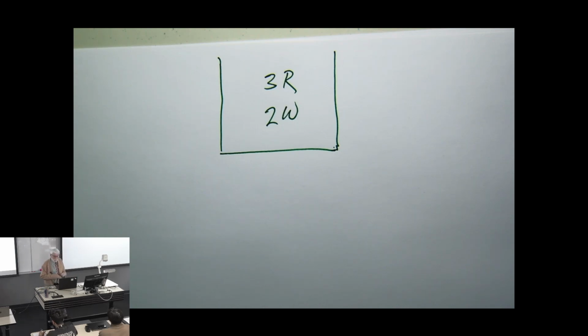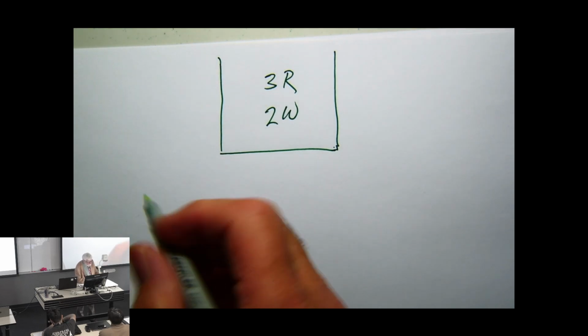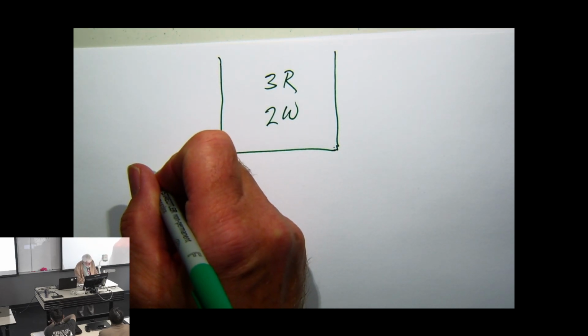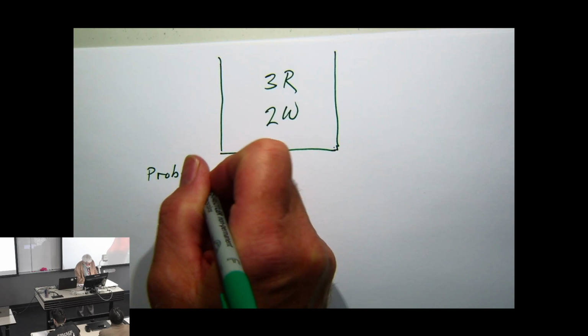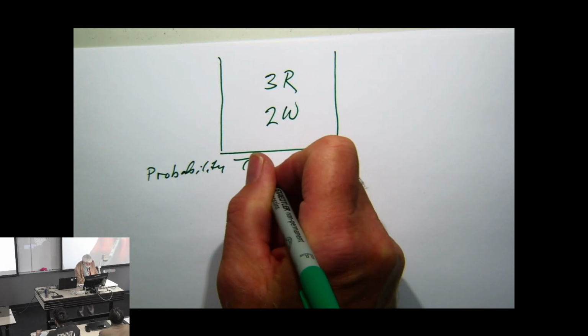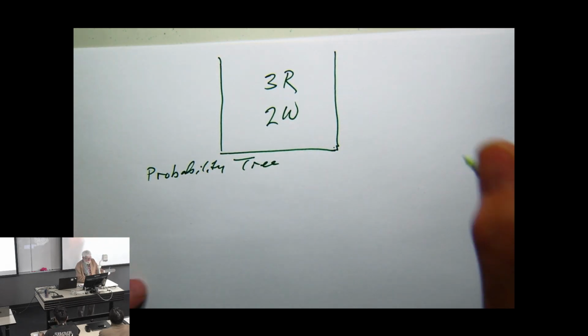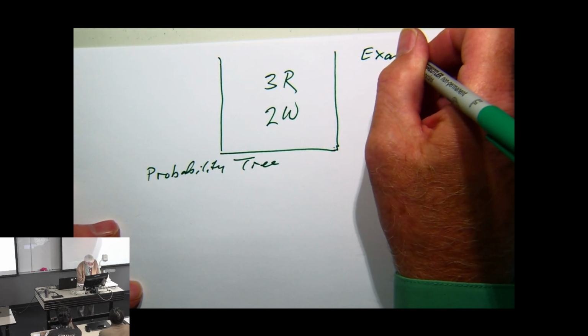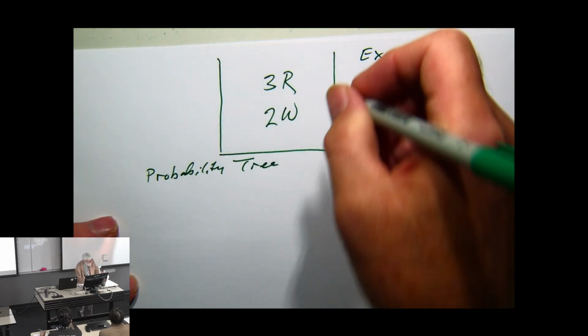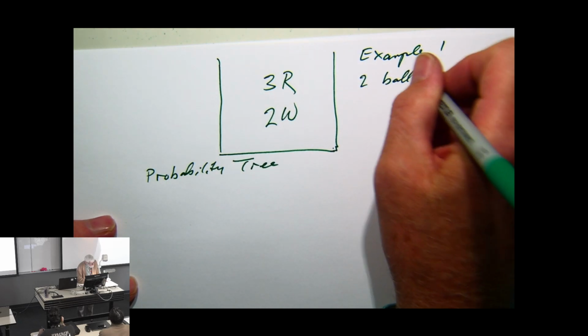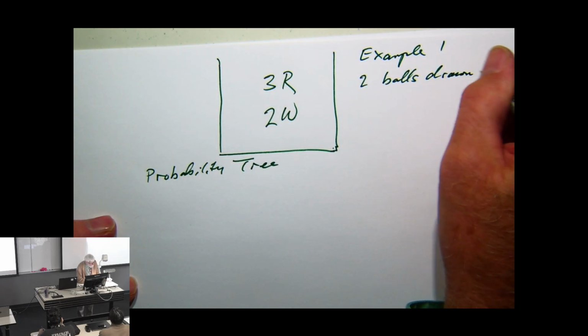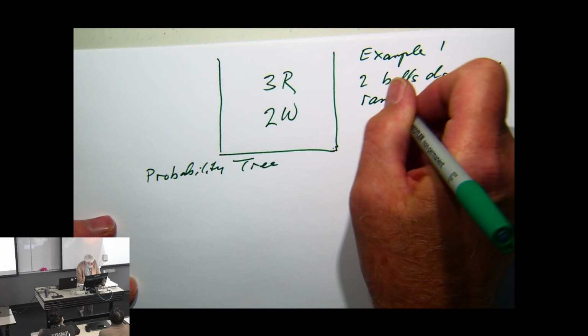Anyhow, so let's take a look at running this experiment, and what I want to know is what are the probabilities that both of the balls drawn are red, both are white, and there's one of each color. So we're going to set this up as a probability tree. And this is our example 1. Two balls drawn at random without replacement.